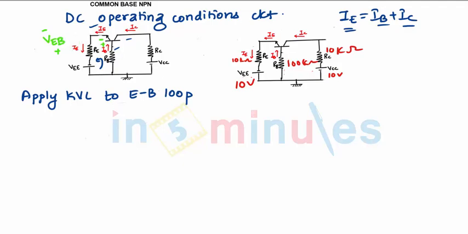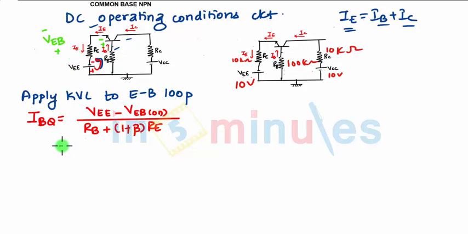So when you apply KVL in this, what will be the equation? You will have IBQ equals total voltages in the numerator. You have VEE, going in this direction, leaving with a positive sign, and VEB we leave with a negative sign. So VEE minus VEB(on), divided by RB. The current flowing through RB is IB, so I am writing RB, but the current flowing through RE is IE, so 1 plus beta times RE. So you can find IBQ.